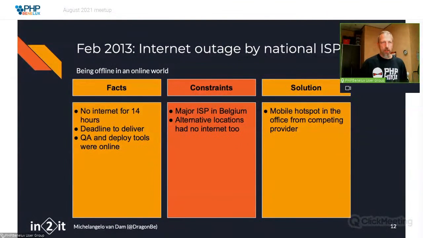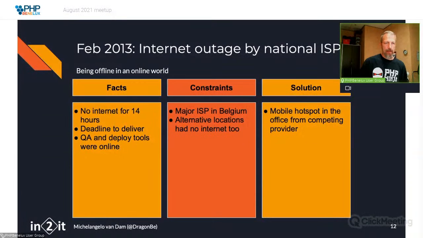For those who were in Belgium in 2013, our national ISP, not number one, but number two, had an internet outage. Now, if you're doing online business, whether it's development or sales or marketing or whatever, if you don't have internet, you're dead in the water. And we had no internet for 14 hours. And on top of that, we had deadlines to deliver.